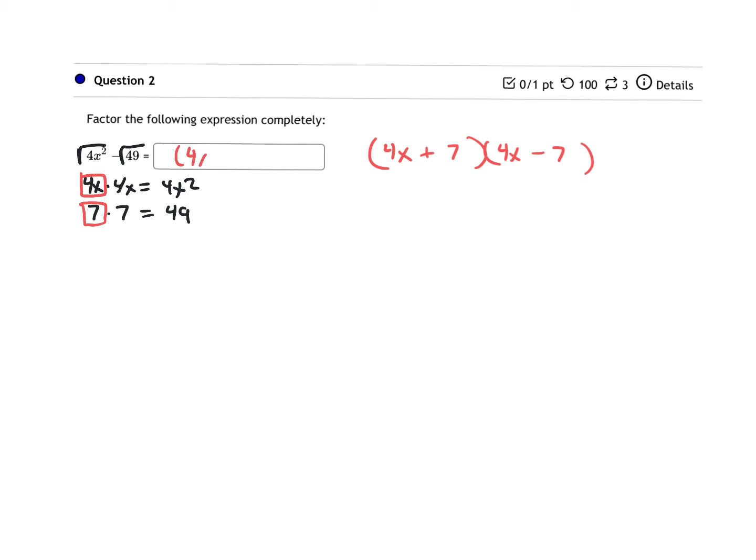Now, the only thing you have to be a little bit careful about here is this is only true if this is a difference of squares. In other words, as long as we're subtracting. If I had 4x squared plus 49, that is not factorable, because it's not a difference of squares, it would be a sum of squares.